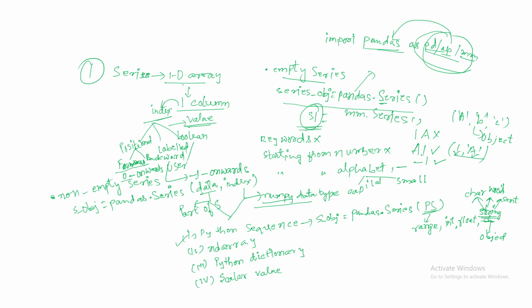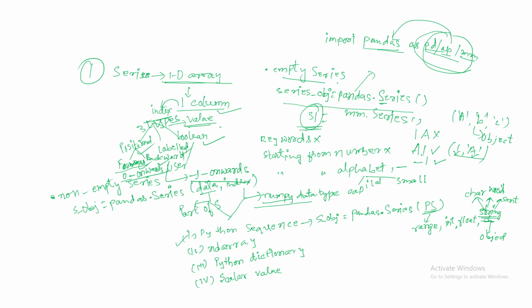Now series, the first part, we will see. Series accepts a single dimensional array. Here one column is required, one column of values with the index. So index is how many types? 3 types: positional index, label index, boolean index. Positional index has 2 types: forward index and backward index. Forward index starts from 0 onwards, backward index starts from -1 onwards.